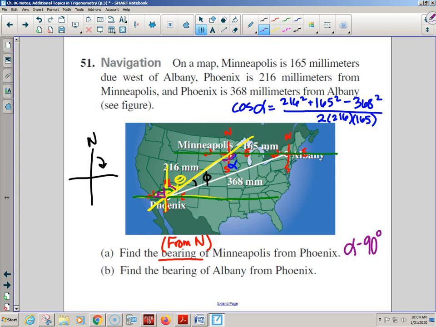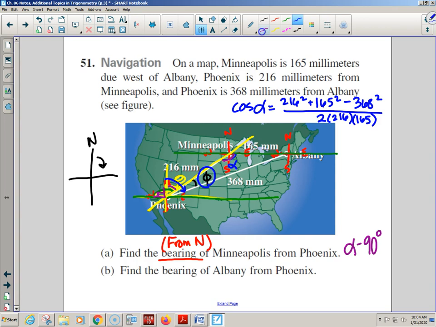Albany from Phoenix. So I say, okay, if you need to go to Minneapolis, what do you turn? Got it. If you want to go to Albany, where do you turn? Well, wouldn't I need to go from north of Phoenix this way? Wait a minute, hold on. That's not bad at all, because what did we just find in letter A? And if we need to turn to Albany instead, all we need to add in is this guy.